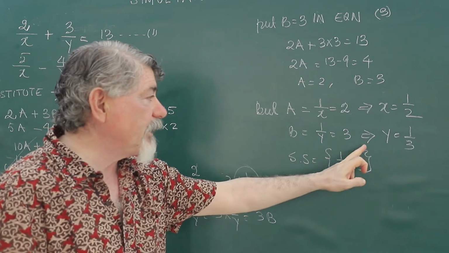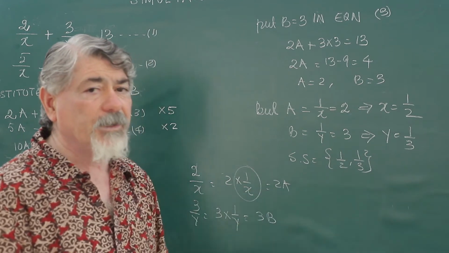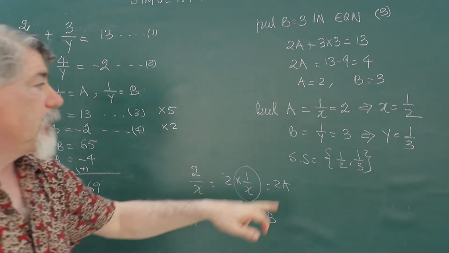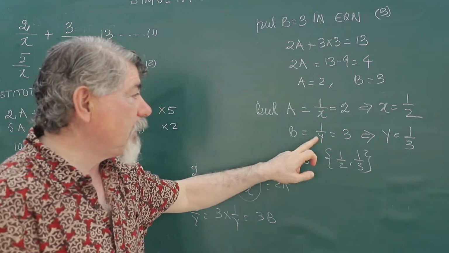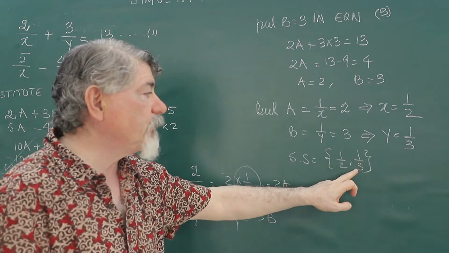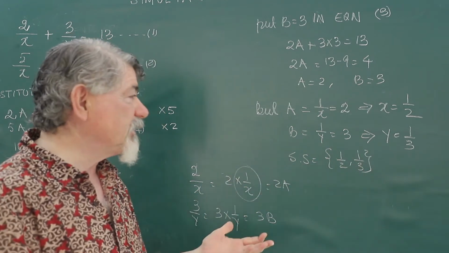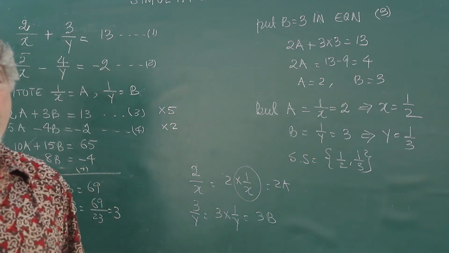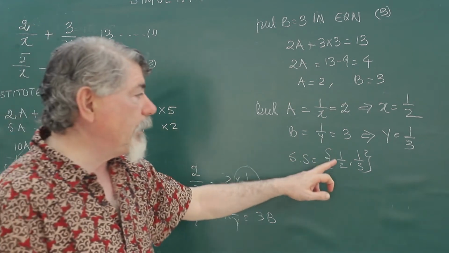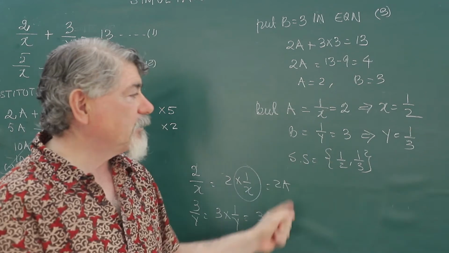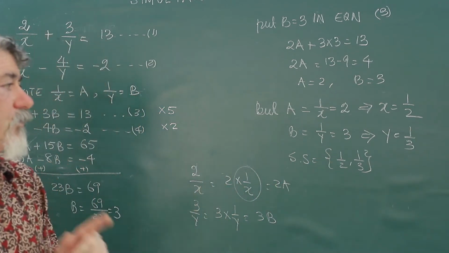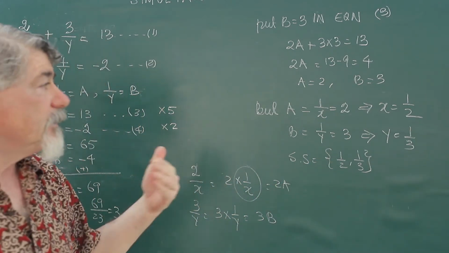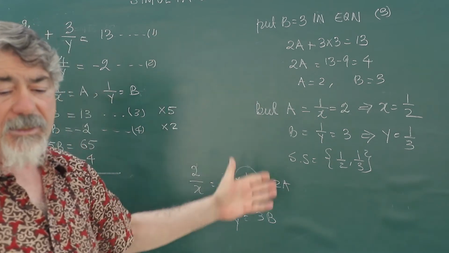Please remember, I am writing this kind of braces because this represents that the only members of this set are 1 upon 2 and 1 upon 3. This is a discrete set. Only 2 members are there. That means only x is equal to 1 upon 2 and y is equal to 1 upon 3 is the solution for this particular equation.